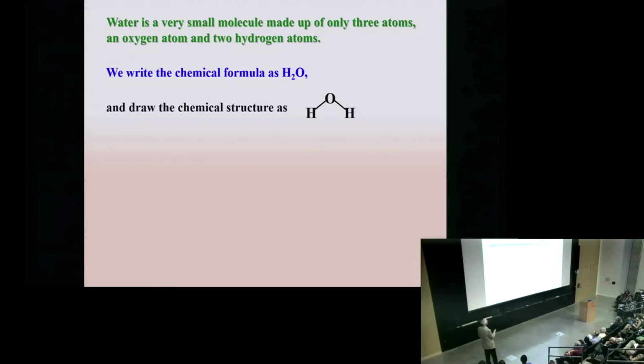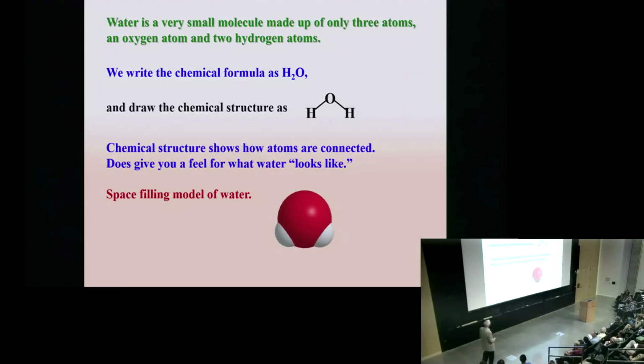Okay, so water is a very small molecule. It's H2O. What this means is it's got one oxygen, two hydrogens. We can draw the chemical structure like this, and this just shows the connectivity of the atoms, hydrogen, oxygen, hydrogen, and gives you some idea of the angle that is formed. That's not a very good picture of the molecule. It's a diagram to show you what's going on. This is a better illustration of what a water molecule looks like. This is called a space-filling model.